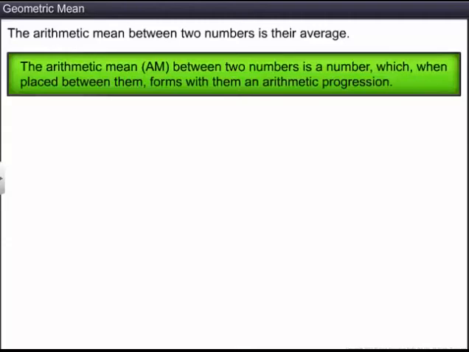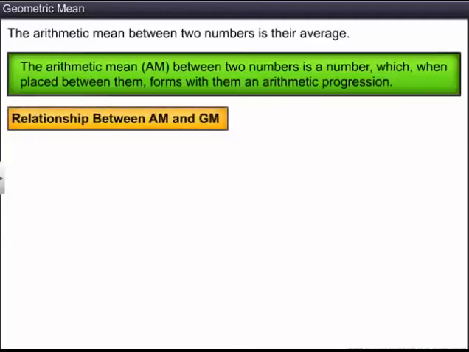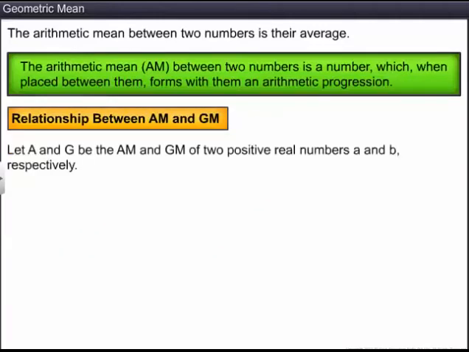Let's now see the relationship between the arithmetic mean and the geometric mean. Let A and G be the arithmetic mean and geometric mean of two positive real numbers, a and b respectively. Then A is equal to a plus b upon 2, and G is equal to square root of a into b. Now, let's calculate A minus G.